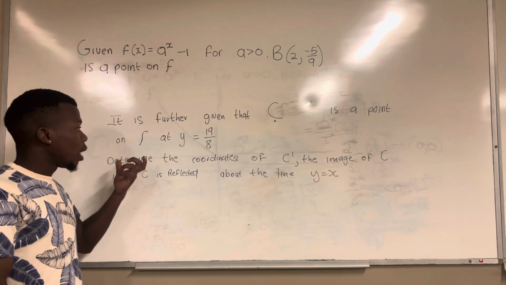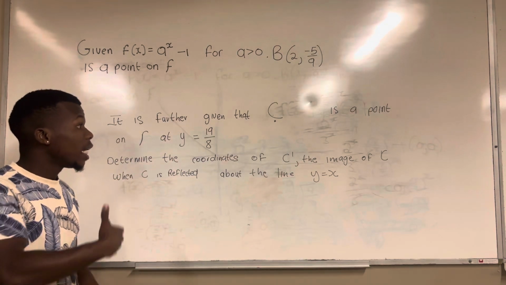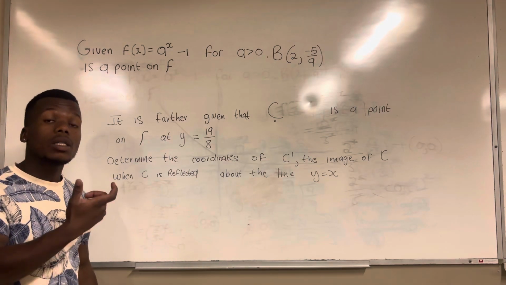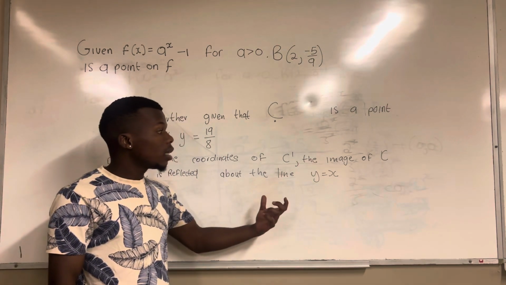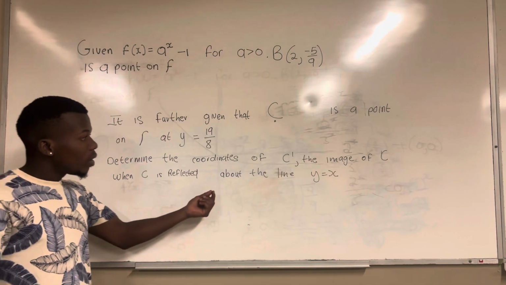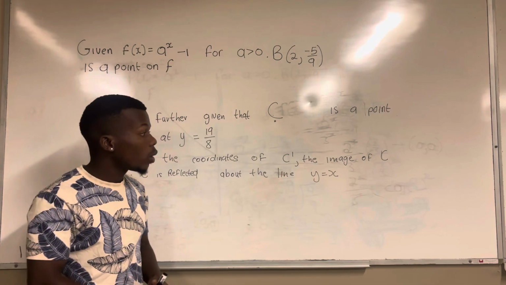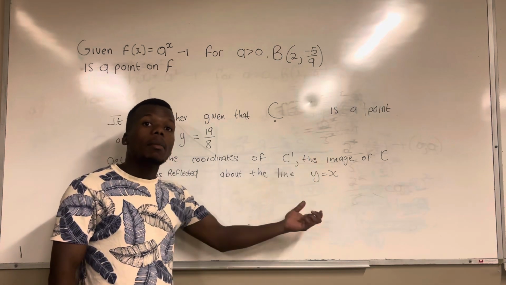The question is, determine the coordinates of C prime, the image of C when C is reflected about the line y equals x. Meaning, my friend, let's check this statement. When C is reflected about the line y equals x, meaning my x becomes my y and my y becomes my x.